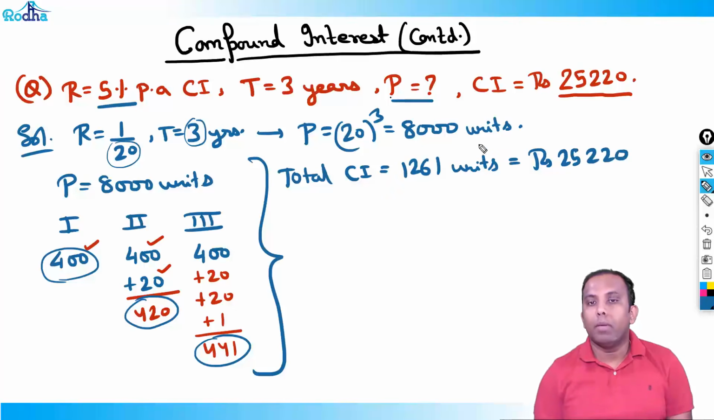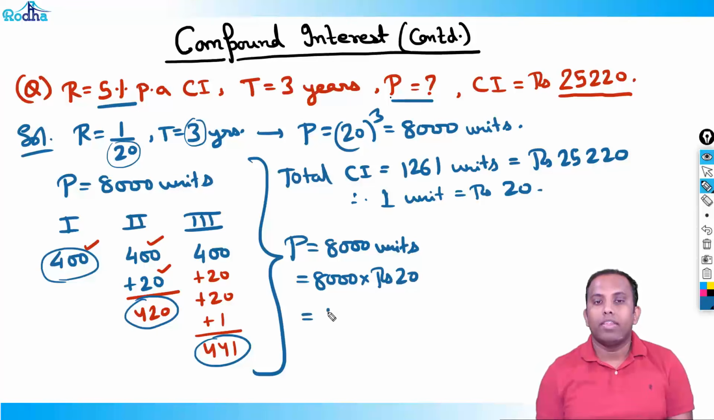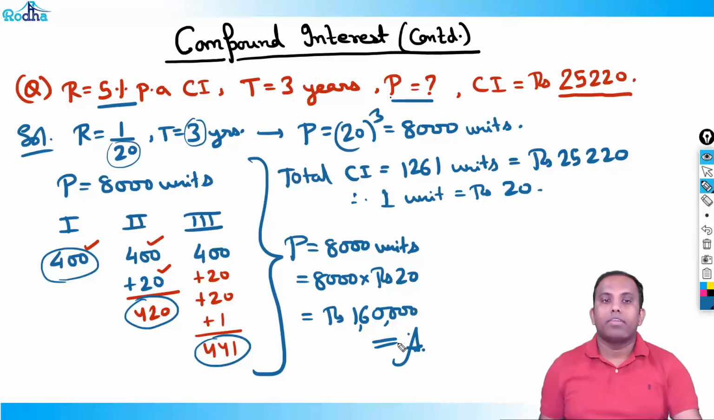You can see it is double of it, right? It is just double. Therefore, the value of 1 unit, how much is it? Rupees 20. So the value of 1 unit is rupees 20. What is the principal? The principal is 8,000 units. So 8,000 into rupees 20 is rupees 1,60,000. This is the answer for this question.